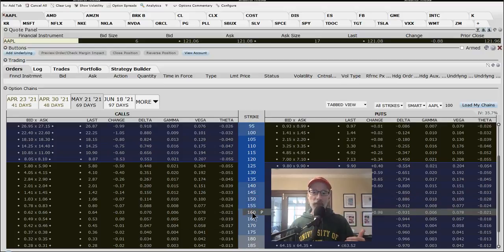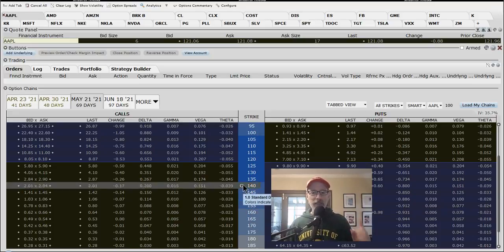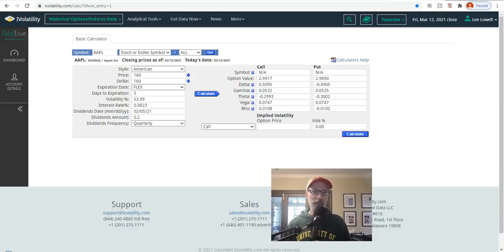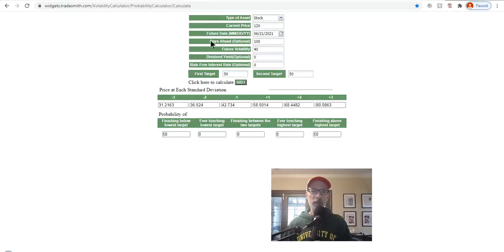If you buy these 160s, Apple has to go all the way above 160 just to break even. So you have to consider, well, what are the chances of Apple moving that far in that amount of time? And that's something else we can look at, which is a probability calculator. This is something that I've shown before. We talk about probabilities. The probability calculator, which you see in front of you, is a tool that helps you understand what are the chances of a stock moving from point A to point B within a certain amount of time.